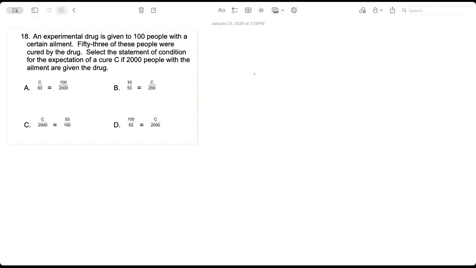Guys, try. An experimental drug is given to 100 people with a certain ailment. 53 of these people were cured by the drug. Select the statement of condition for the expectation of a cure, C, if 2000 people with the ailment are given the drug. So it is just making a proportion out of it, that's all.